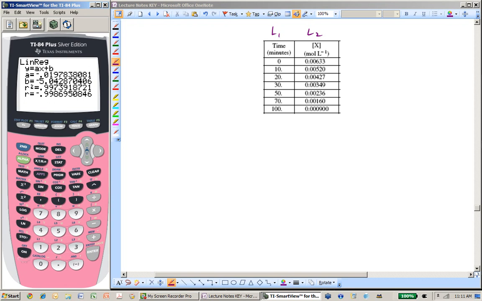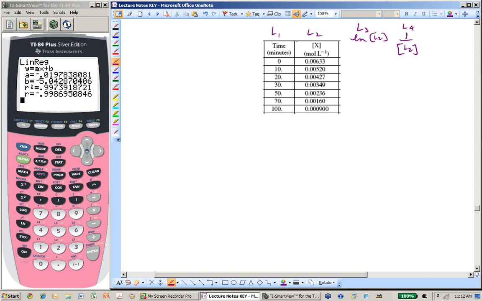0.99. Okay, 0.99 is in the lead. Back to 0.96. So we have a winner, and it was L1, L3. So get that data back on your screen and think about what L3 was. L3 was Ln of L2, and L4 was reciprocal of everything in L2, or your concentrations.